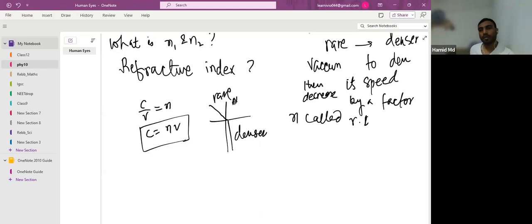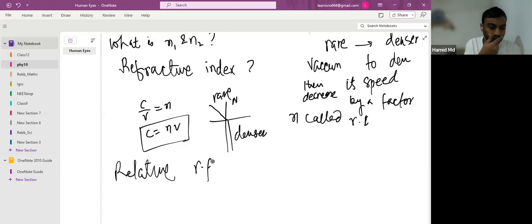Yes, sir. So there is one term, refractive index, and other than that there is relative refractive index. There is some term called relative refractive index. Are you aware of it? Or is it just coming to mind? Relative refractive index.